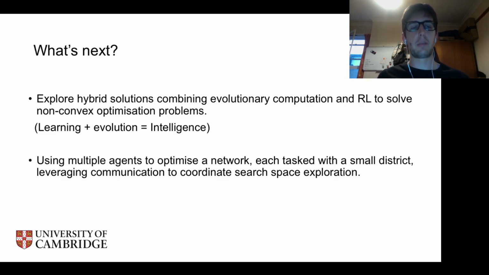The first one would be to explore hybrid solutions that combine evolutionary computation, that is the genetic algorithm, with reinforcement learning to solve this complex non-convex optimization problem, which is the problem we're looking at right now, but it's also a very big class of problems. This is motivated by the intuition that learning plus evolution ultimately equals intelligence. Then, given that the agent is able to optimize a small network, we can think of using multiple agents and tasking each agent with a small district. That is, we can leverage communication between them to coordinate the search space exploration.